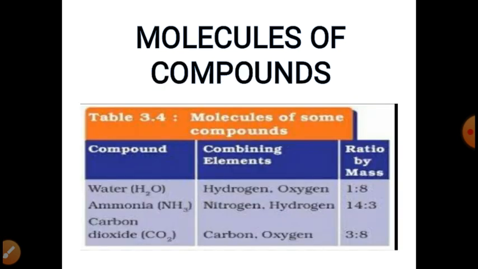Molecules of compounds. Atoms of different elements join together in definite proportions to form molecules of compounds. Here in this slide, three compounds are shown. Water has the combining elements hydrogen and oxygen, and the ratio by mass is 1:8. Ammonia, nitrogen and hydrogen are the combining elements. Ratio by mass is 14:3. And carbon dioxide, carbon and oxygen are the combining elements, and the ratio by mass is 3:8.